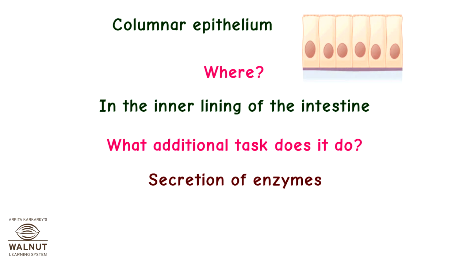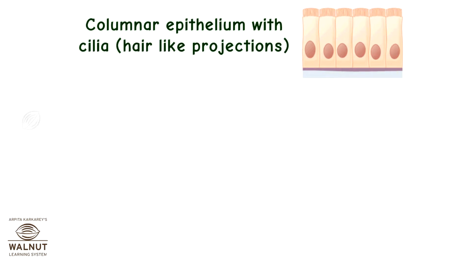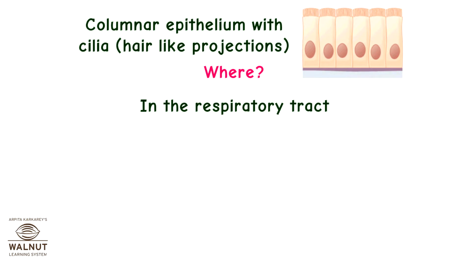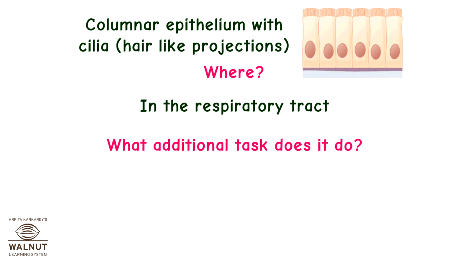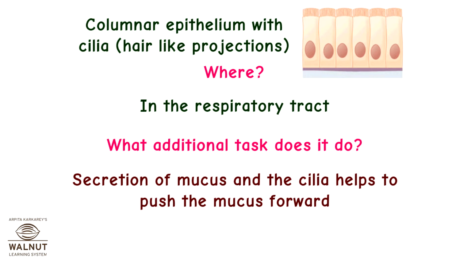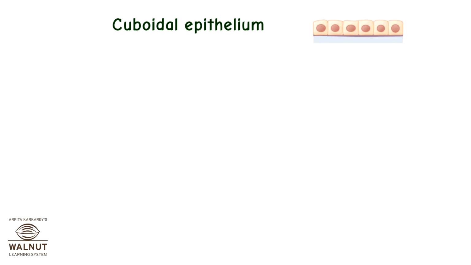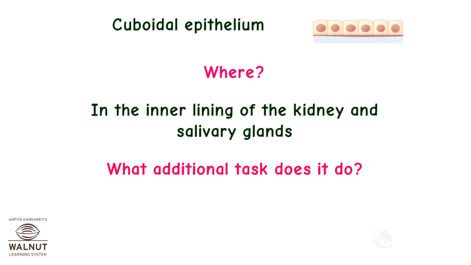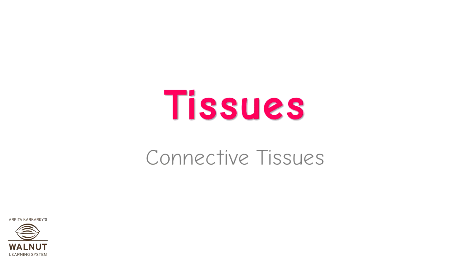Secretion of enzymes. Columnar epithelium with cilia, hair-like projections. Where is it found? In the respiratory tract. What additional task does it do? Secretion of mucus, and the cilia helps to push the mucus forward. Cuboidal epithelium. Where is it found? In the inner lining of the kidney and the salivary glands. What additional task does it do? It provides support.